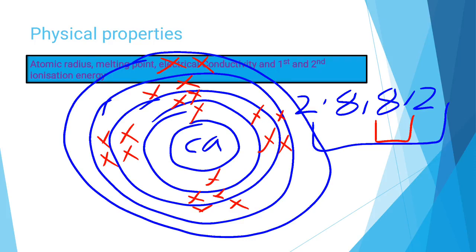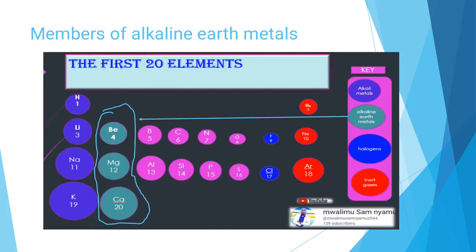So if you compare the size of calcium, that of magnesium, and that of barium, you will note that as we go down the group, starting from barium, the size increases because we have these 2 energy levels, this one 3 energy levels, and this one 4 energy levels. For that reason, the size of the atoms in group 2 elements increases as we go down the group, due to the increase in the number of energy levels.